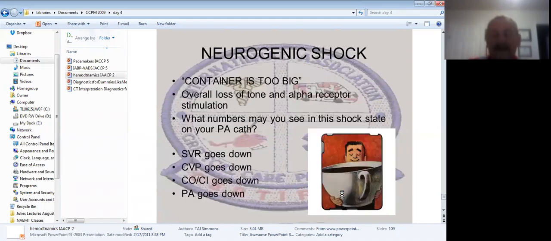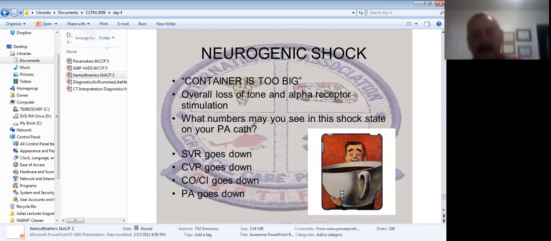So anyway, in neurogenic shock, of course, depending on where the lesion is, because of the loss of alpha receptor stimulation, the container gets really big below the level of the lesion. And with neurogenic shock on the pulmonary artery catheters, your systemic vascular resistance free falls, your central venous pressure goes down, your cardiac index goes down, and so do your PA numbers. So in neurogenic shock, the container gets big against this loss of tone.